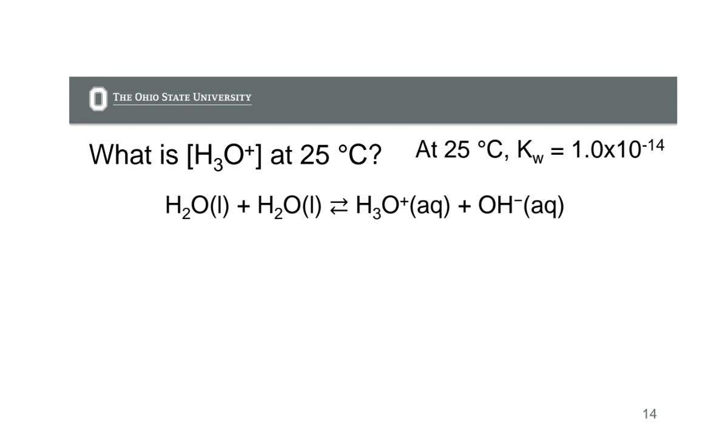Okay, so using what you know from chapter 15, take a minute and calculate the hydronium ion concentration at 25 degrees Celsius. And Kw at this temperature is 1 times 10 to the minus 14.